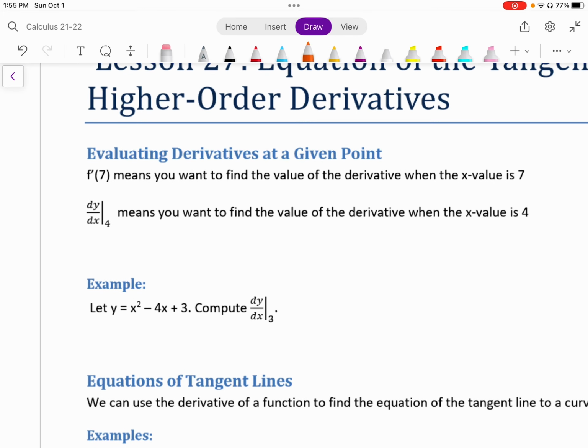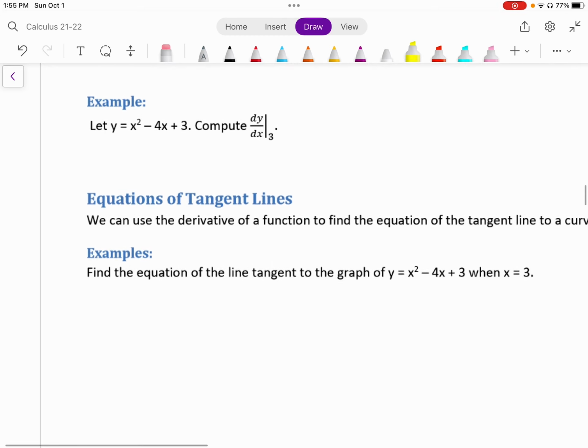That's one way of showing the notation, and then below it, this one right here that I'm highlighting, this is dy dx evaluated at 4, means you want to find the value of the derivative when the x value is 4. So this little example here, we have y equals x squared minus 4x plus 3. We want to find the derivative when x is equal to 3. We do not plug in 3 first. First we find the derivative, and then we plug in 3.